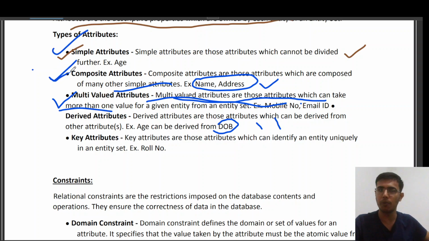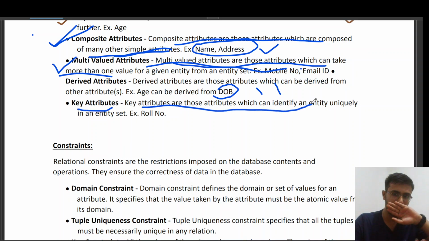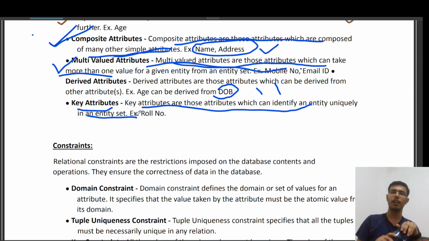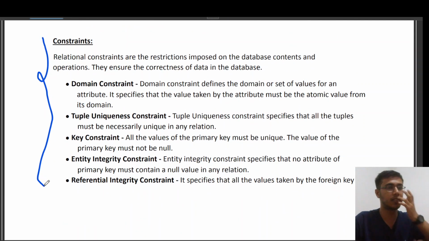Simple attributes, and composite attributes are those attributes which are composed of many simple attributes. And the last one is key attributes, which are those which can be identified uniquely. These key attributes basically identify uniquely. That is what we call key attributes, right? Now we come to the constraints, right?